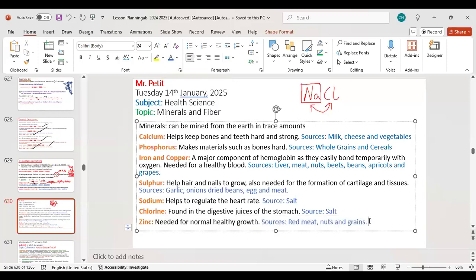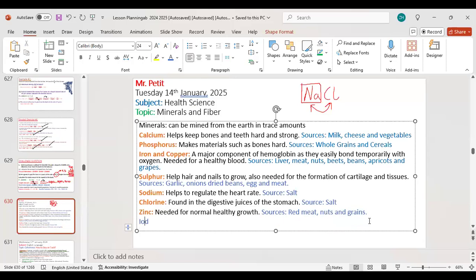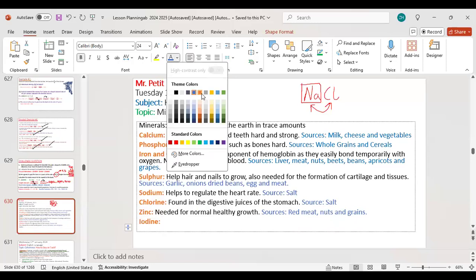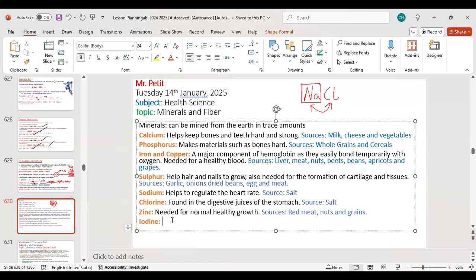All right, that's all our minerals. Let me say one that starts with I: iodine. That's found in salt, and you need iodine to help prevent sickness. Immune.